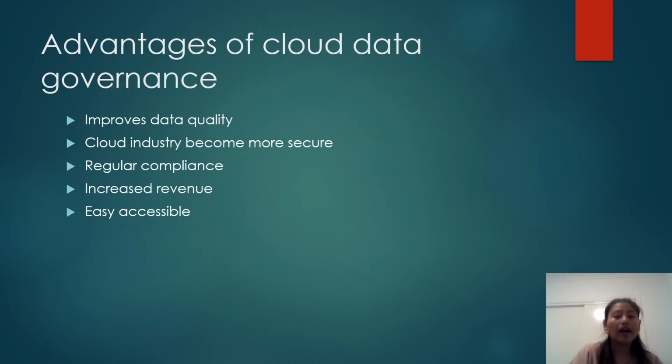Here I describe a little more about the advantages of cloud data governance. It improves data quality, and the cloud industry becomes more secure by implementing data governance. Regulatory compliance becomes stronger, revenue increases, and data is easily accessible. Overall, it helps so much when you introduce data governance on the cloud industry. The main basic idea is that it helps us save our database and gives more quality to stakeholders and other companies. It's very useful and very accessible, and you can easily access it from anywhere. So it's a very good idea to know how the cloud industry can be improved after implementing data governance.